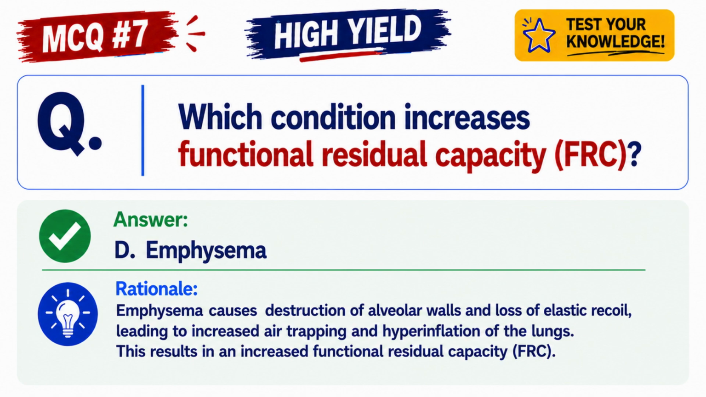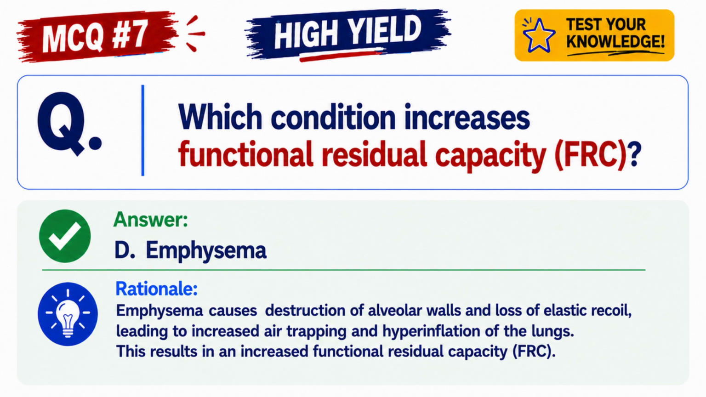Here's why. FRC is determined by the balance between two opposing forces. The inward elastic recoil of the lungs: lungs want to collapse, pulling FRC down. The outward recoil of the chest wall wants to spring outward, pushing FRC up. FRC is the equilibrium point between these two forces.